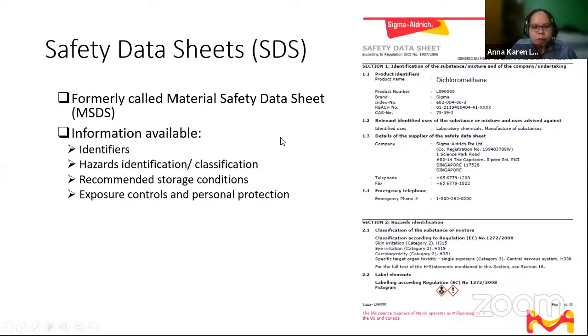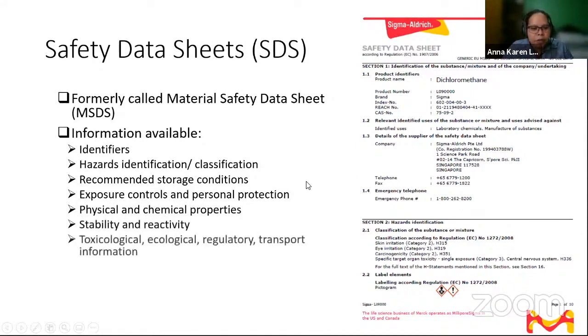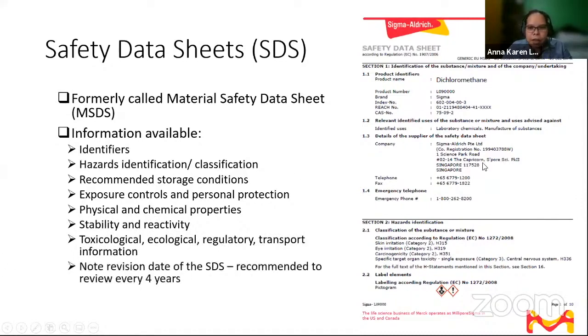It will also provide exposure controls and personal protection. So it will provide recommendations on what is the glove that you have to use, what are the other personal protective equipments that you need when you're using that particular chemical. It will give you physical and chemical properties, stability and reactivity information, toxicological, ecological, regulatory, and transport information. And we have to take note.